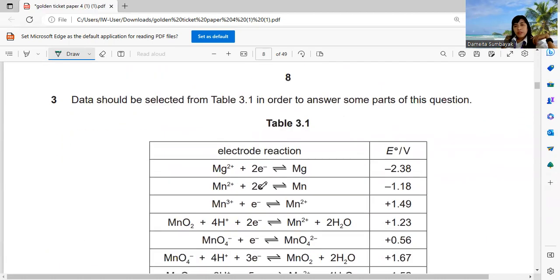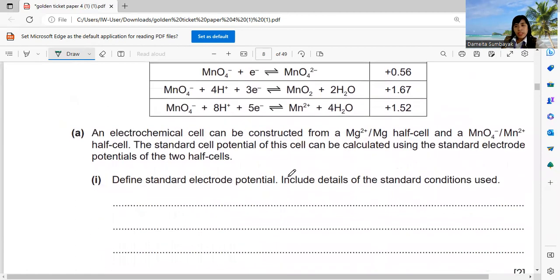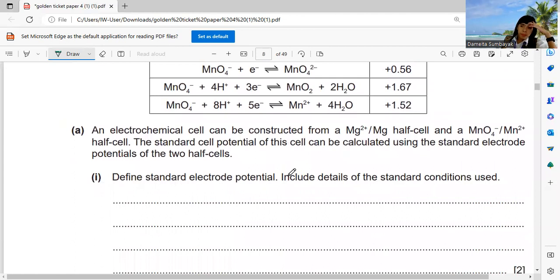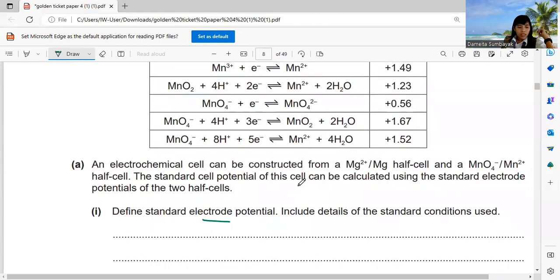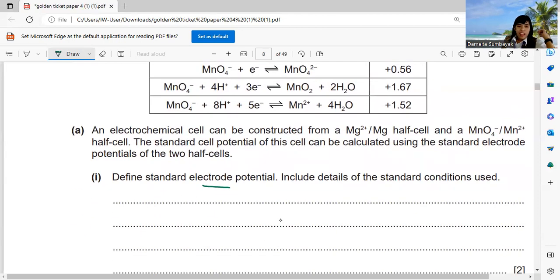Data should be selected from table 3.1 in order to answer this part of the question. This is about electrochemistry, especially about electrode potential of a cell. So this data is given. Let's read the questions. Part I. Define standard electrode potential. Include the details of standard conditions. When you are asked about the electrode potential, you can start from the unit, which is voltage, right? So you can say that it's talking about the voltage produced by a half cell.